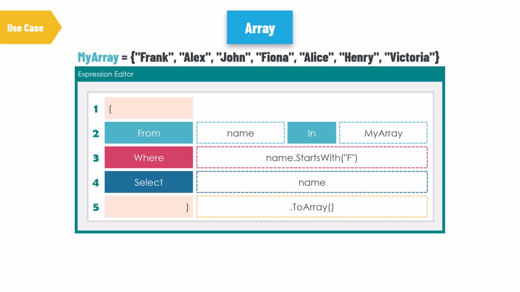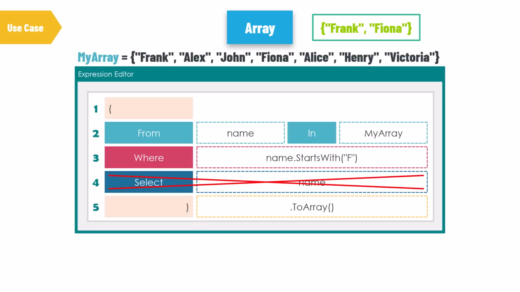As you see, it's very simple to write a query using query syntax. The output of this query will be the following string array, which contains only these two names, that start with letter F. As you see, this query contains only one variable, name. This means, I don't need to use select clause. The output will be also the same.